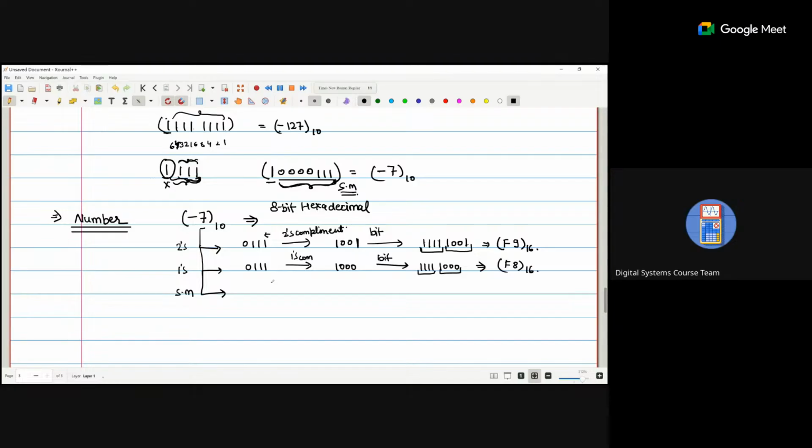If you are talking about the sign magnitude, the sign magnitude is 1 1 1 1. Now with the bit extension we require 0 0 0 0 1 1 1 1. Now make groups, this one and this one. So that is 8 and F.